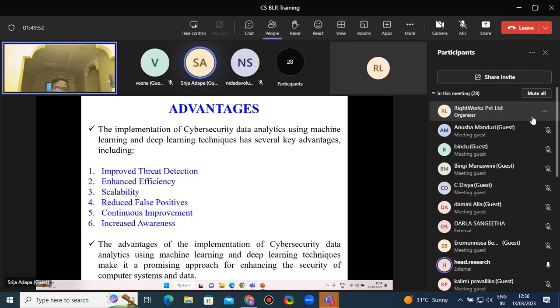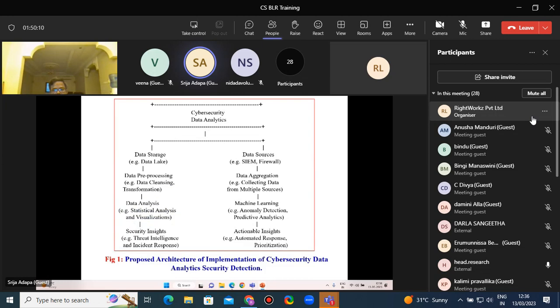Advantages of the proposed system are improved threat detection, enhanced efficiency, scalability, reduced false positives, continuous improvement, and increased awareness. These are the advantages of our implementation of cybersecurity data analytics. And this was the proposed architecture of our project.